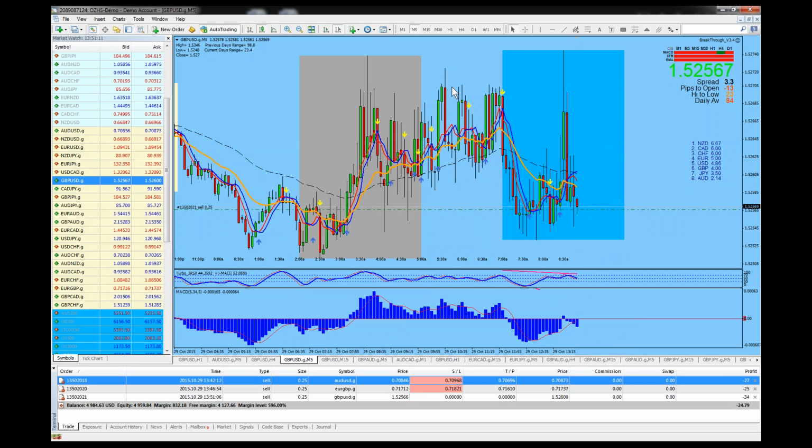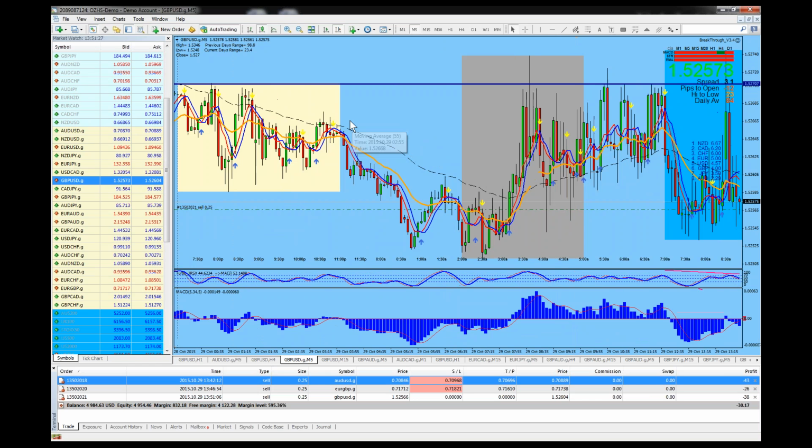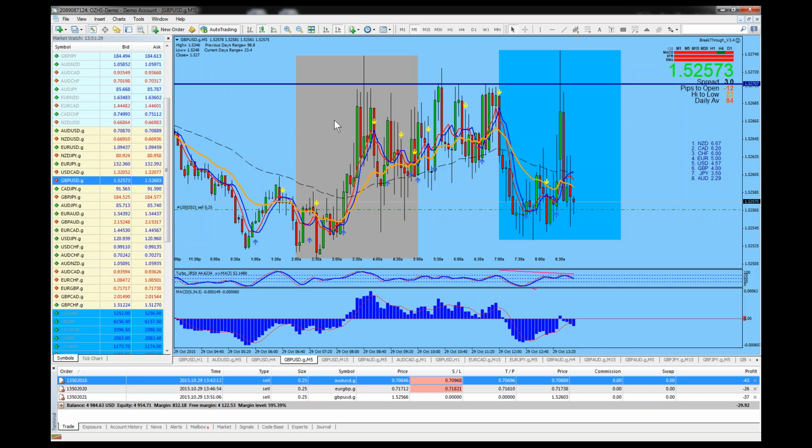All right. When I look at all these wicks here, it's just painfully obvious someone wanted to keep prices underneath this level, and this is probably more the Asian high here. See that? That's what I think most of that was.